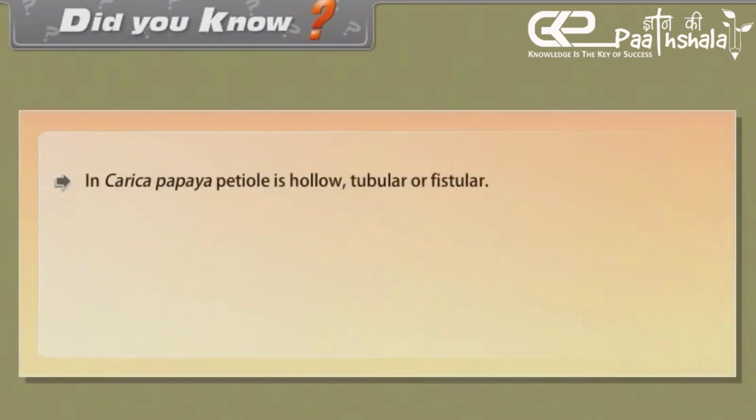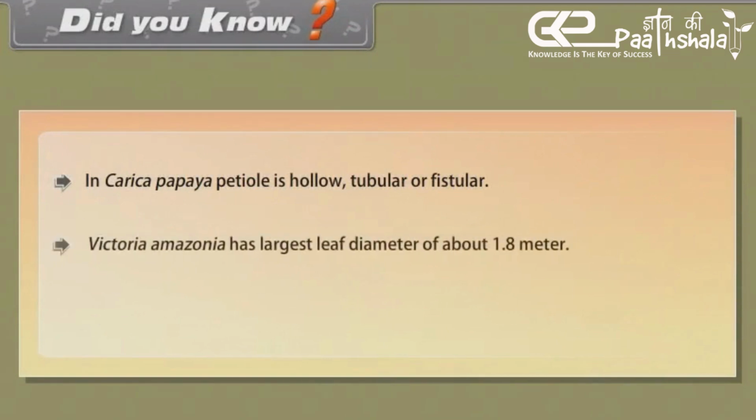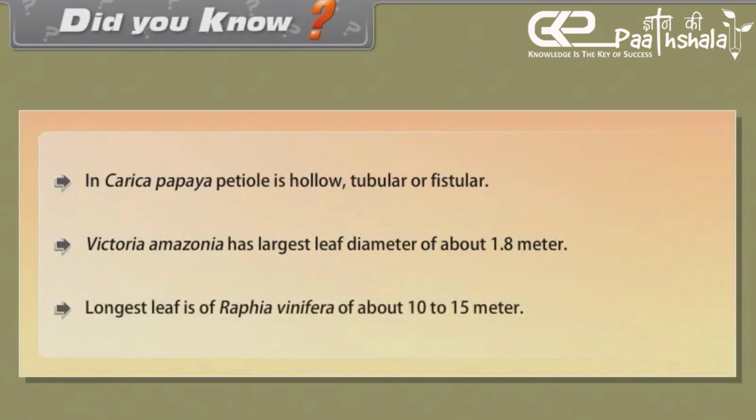Did you know? In Carica papaya, petiole is hollow, tubular, or fistular. Victoria amazonica has the largest leaf, with a diameter of about 1.8 meter. The longest leaf is of Raphia vinifera, of about 10 to 15 meter.